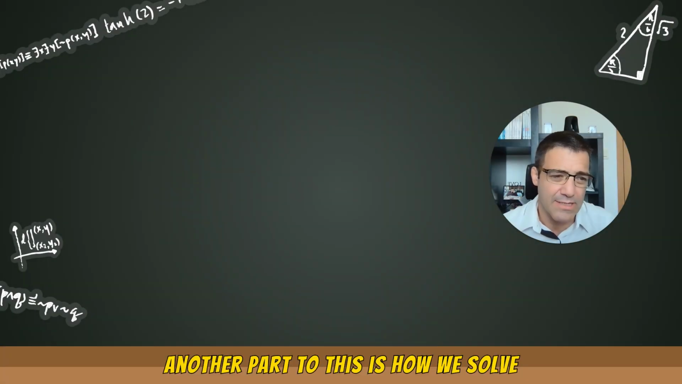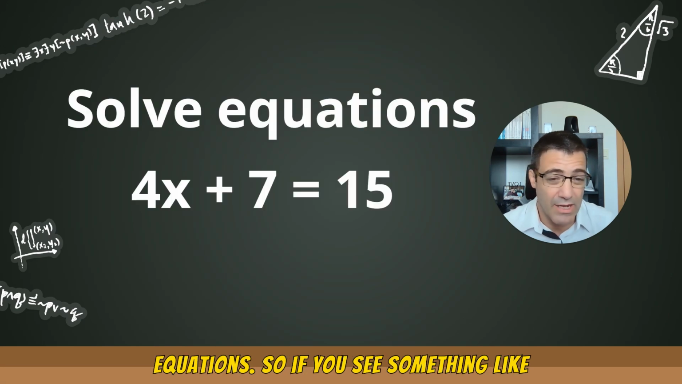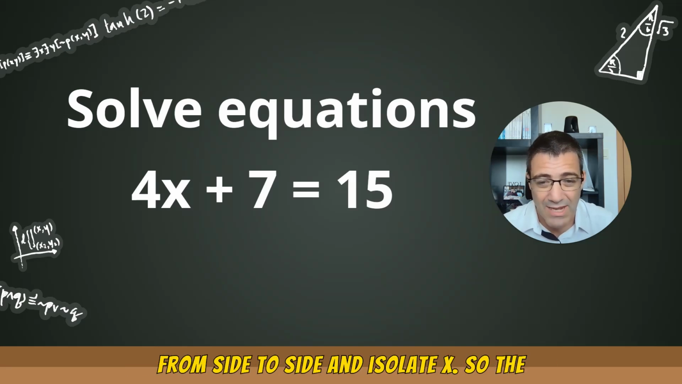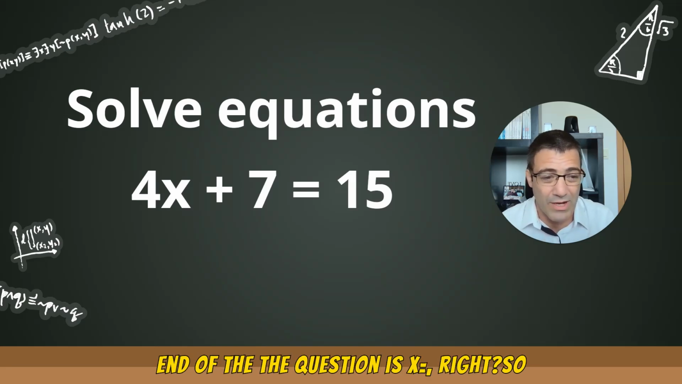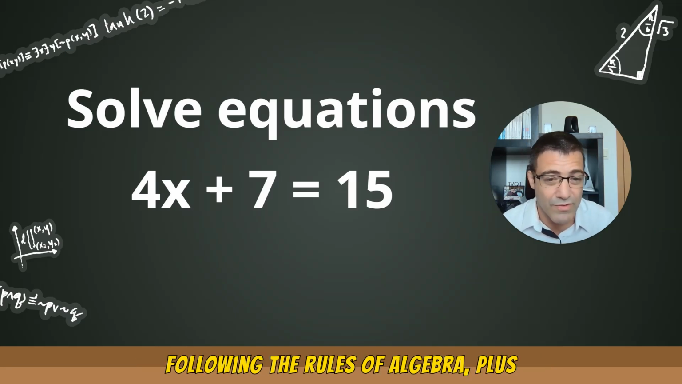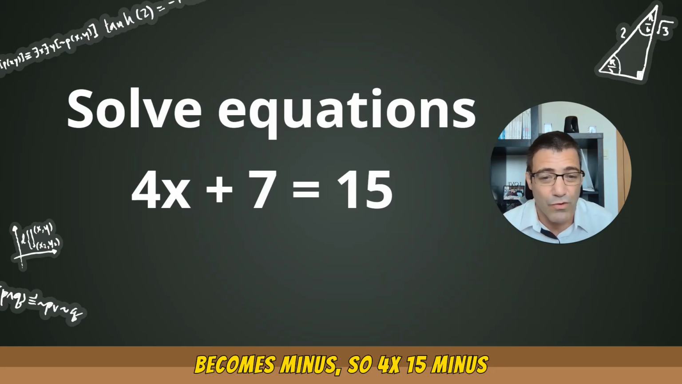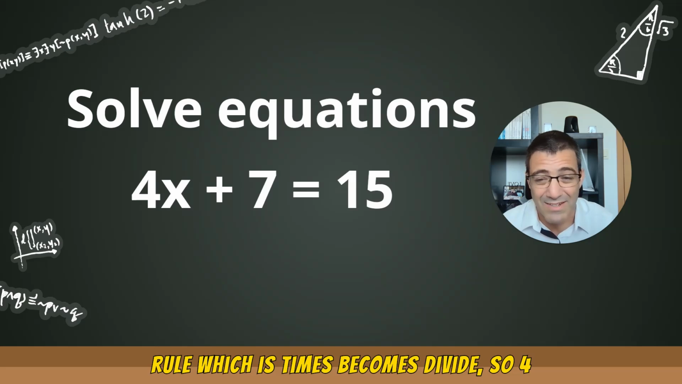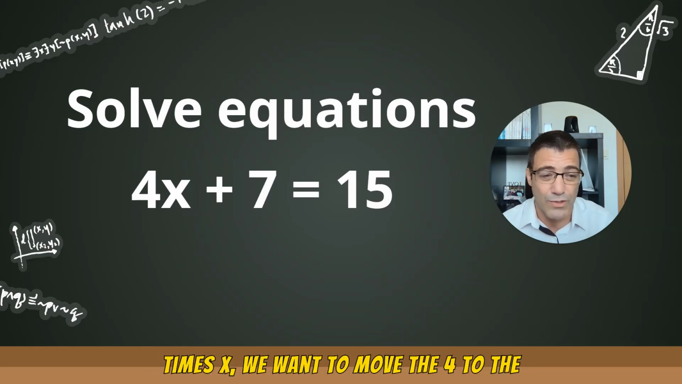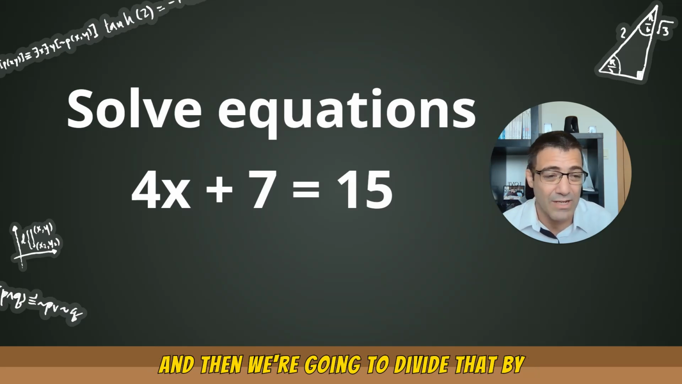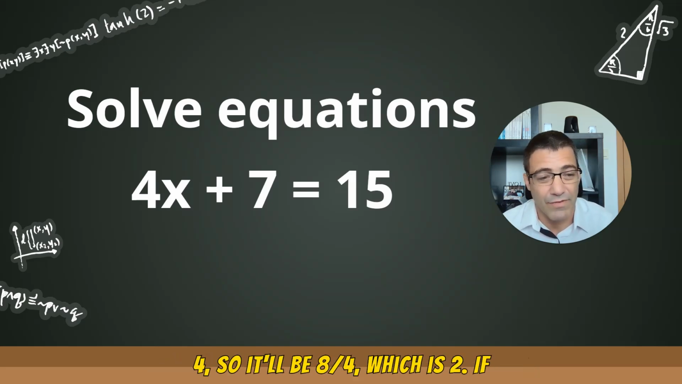Another part to this is how we solve equations. So if you see something like 4x plus 7 equals 15, it's super important that you know how to move stuff from side to side and isolate x, so that the end of the question is x equals, right? So you need to get to x equals. How do you do that? You move the 7 to the other side, following the rules of algebra. Plus becomes minus. So 4x equals 15 minus 7. And then we'll have to follow another rule, which is times becomes divide. So 4 times x, we want to move the 4 to the other side. Times becomes divide. It'll be 15 minus 7 is 8, and then we're going to divide that by 4. So it'll be 8 divided by 4, which is 2.